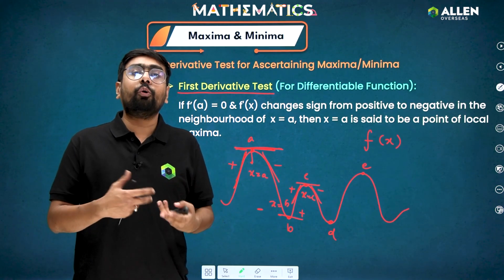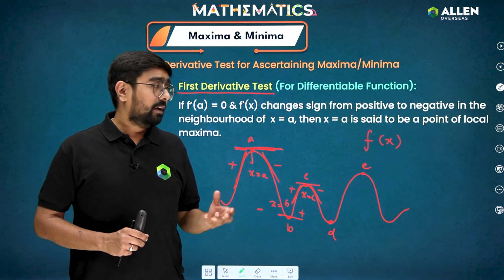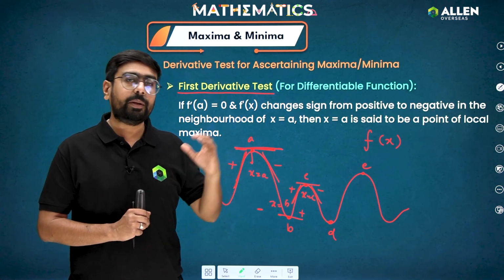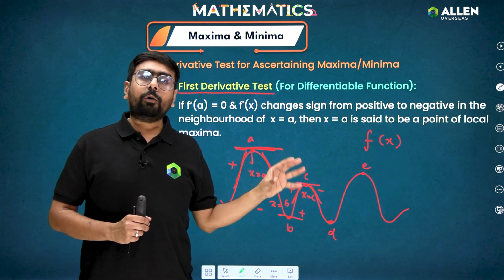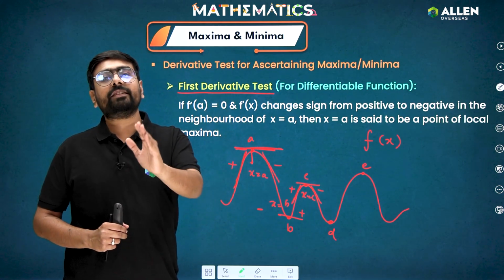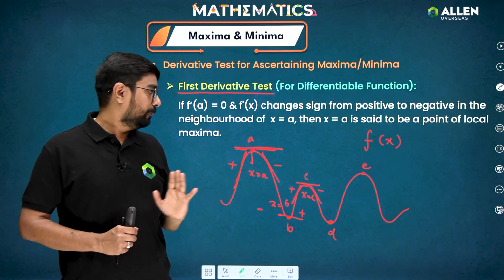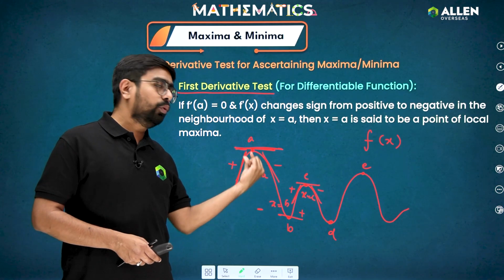Now there are two things. There is global maxima and global minima, and there is local maxima and local minima. The first derivative test we are performing is to find the local maxima and local minima of a graph. The local maxima and local minima will be found at the points where f dash x is equal to 0, the first derivative of the function is equal to 0, and it is 0 at x equal to a, let's say.